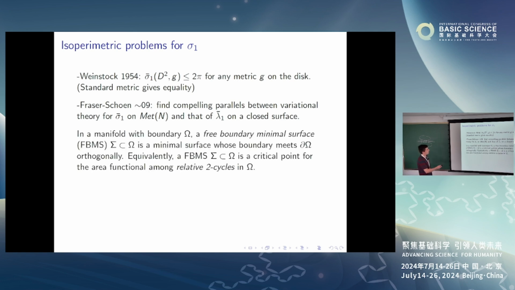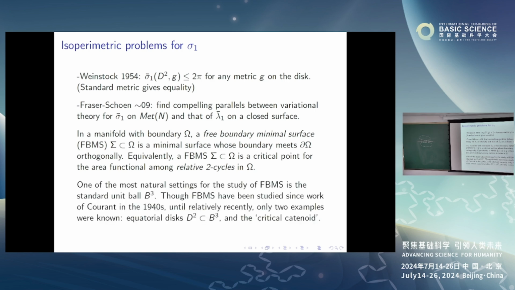If you're in a manifold with boundary, I said this in words, but I'll put it on the slide. The free boundary minimal surface is exactly the condition you get when you look at critical points among relative 2 cycles. And what you get is a minimal surface whose boundary meets the boundary of omega orthogonally. That's kind of the homogeneous Neumann condition here. So if you like, in the world of geodesics, this is like billiards in a planar domain, for instance.